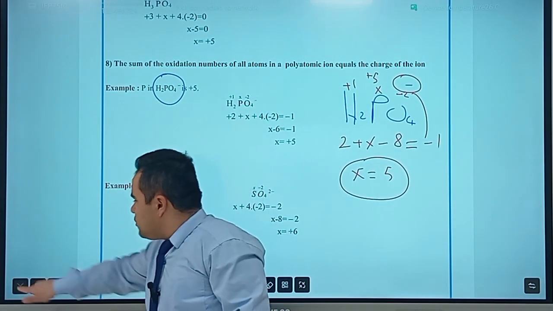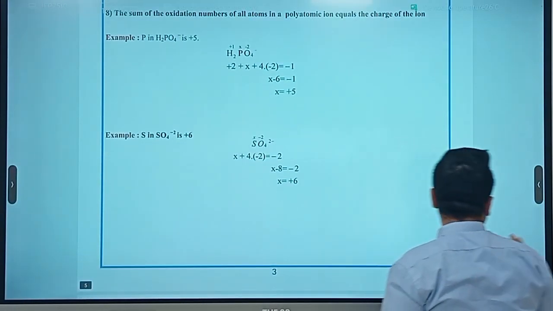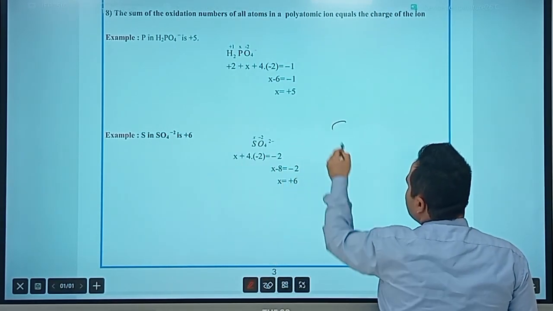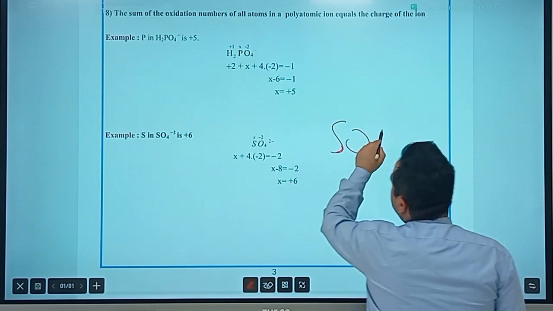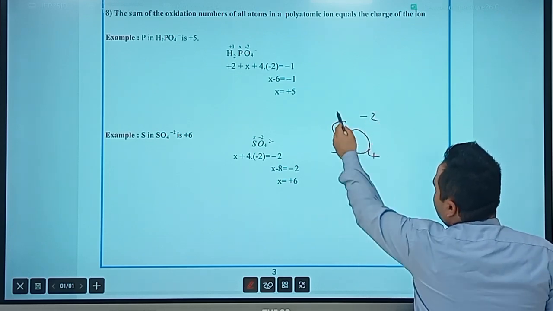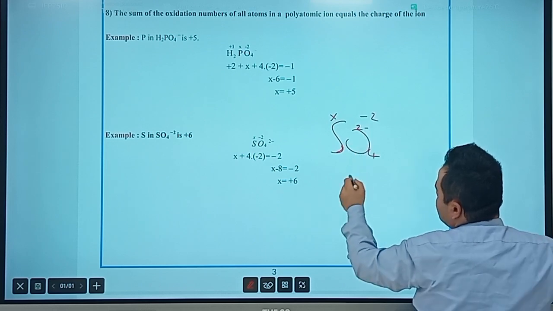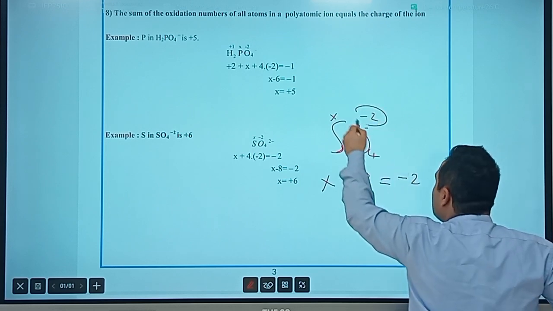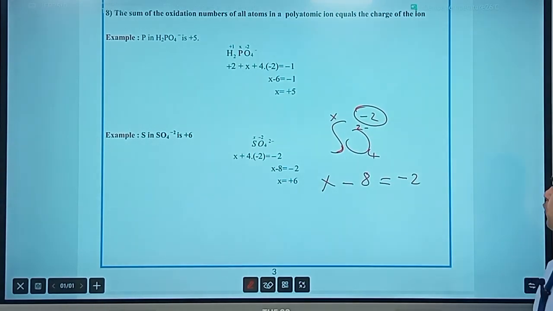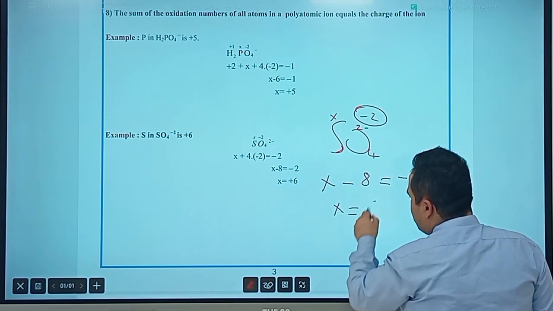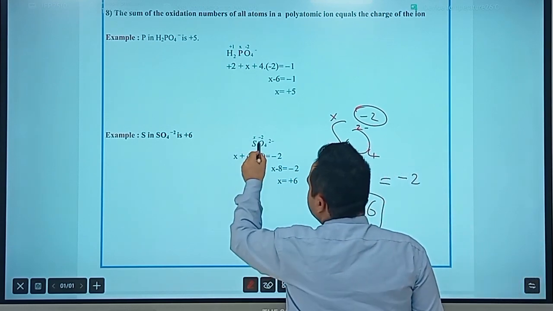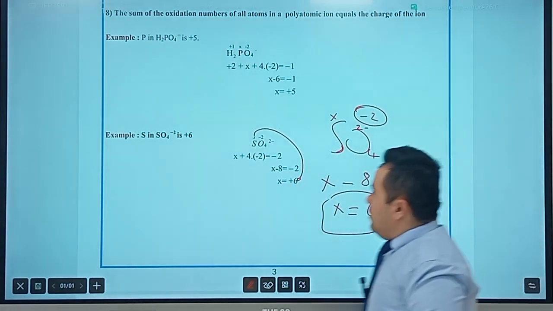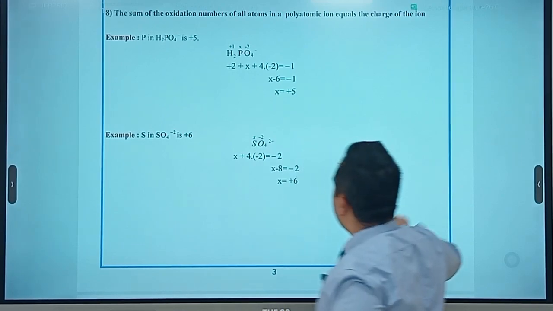Let us solve another example, guys. Here we have SO4 negative 2. The sulfur is unknown, oxygen is -2. So X minus 8 equals minus 2. Why minus 2? Because the charge of that ion is minus 2, and X is equal to 6. Therefore, the oxidation number of sulfur here is equal to +6. That's how we can use the rule of the oxidation number.